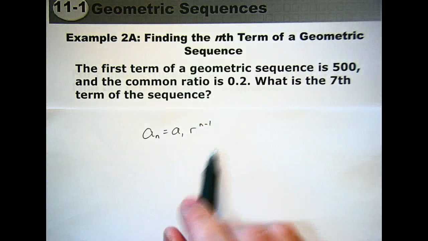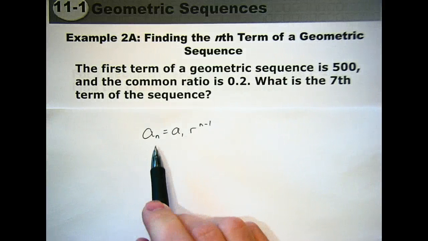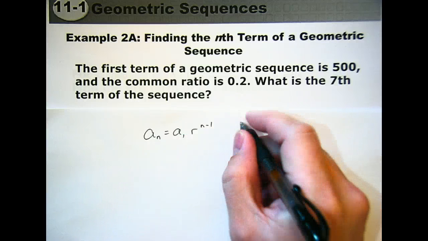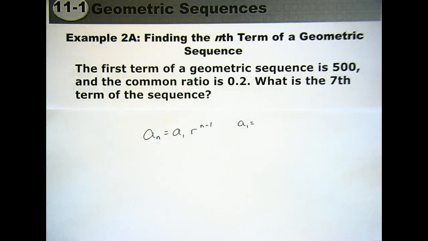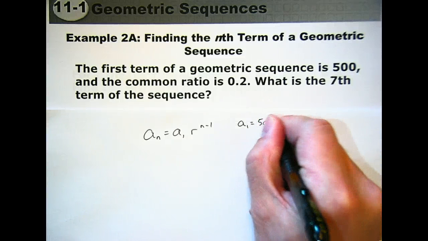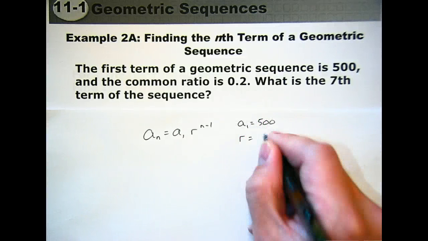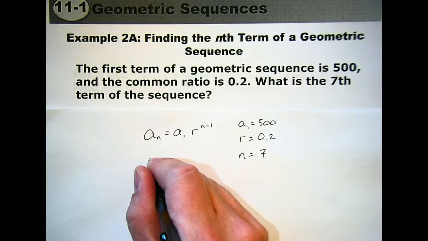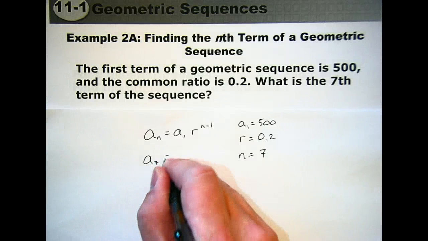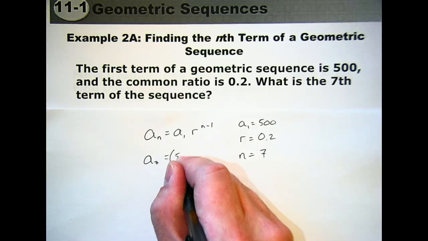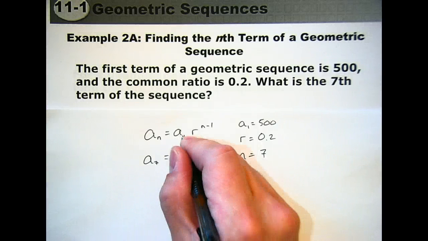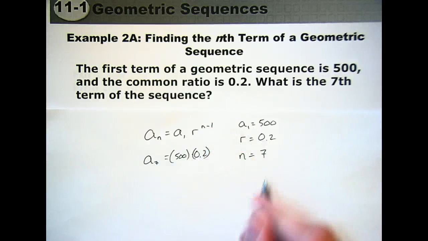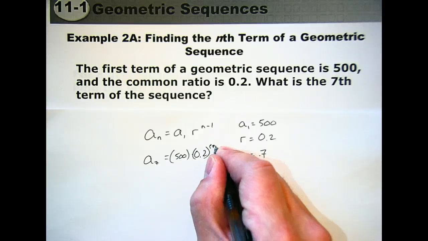Okay, there's our explicit formula. In order to use the explicit formula, I need to know a few things. First, I need to know what n is. I need to know what r is, and I need to know what a sub 1 is. What is a sub 1? Yeah, it's 500, the first term. What is r? 0.2, and what's n? Yeah, it's 7 in this case. So when I'm finding a sub 7, or the seventh term, that's equal to a sub 1, which is 500, times r, which is 0.2, to the n minus 1, or the 7 minus 1 power.